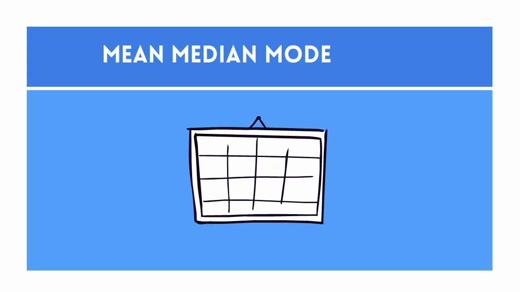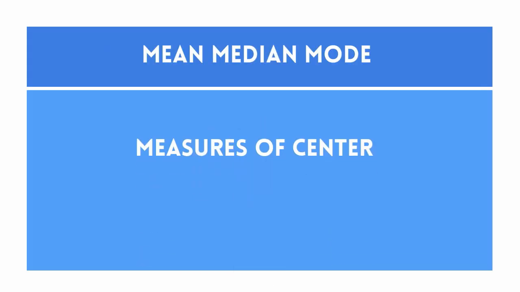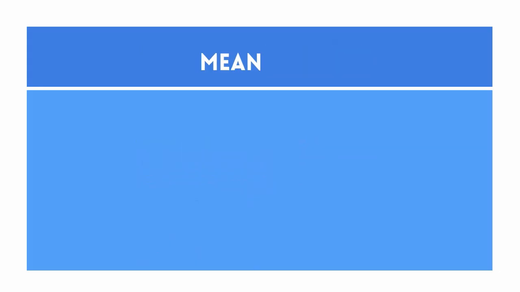In this video, I'd like to talk about mean, median, mode, and range. Mean, median, and mode are all examples of measures of center. The mean is the average of a set of numbers.